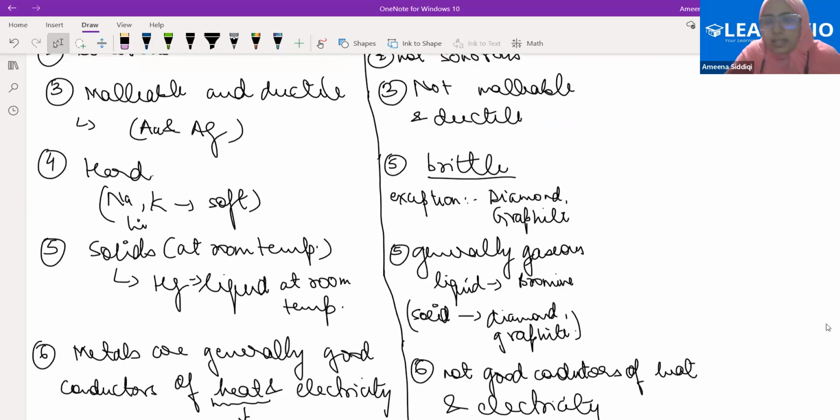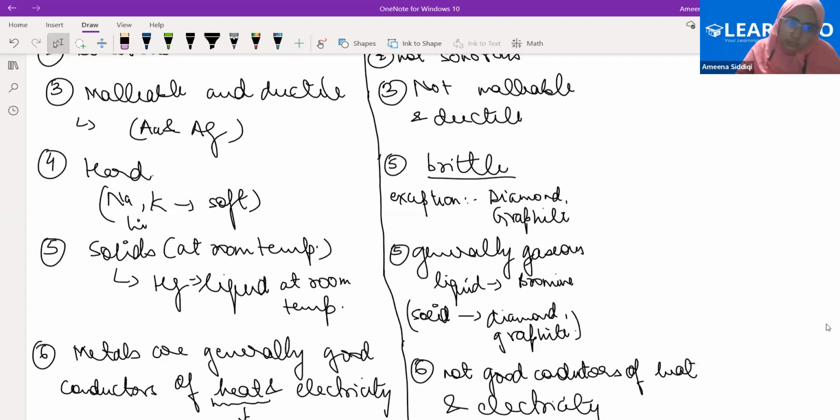Then the third, very important point: metals are generally malleable and ductile. What is meant by malleability? Malleability is a property of metals wherein when some force is applied or metals are beaten, they are converted into thin sheets. That property is referred to as malleability and metals show this property.